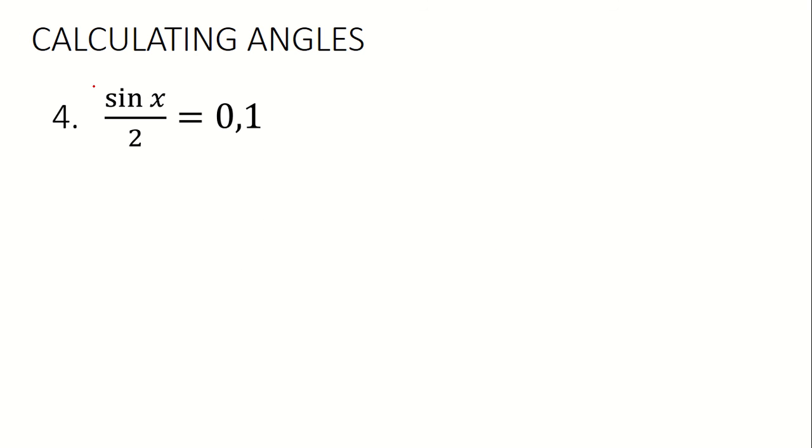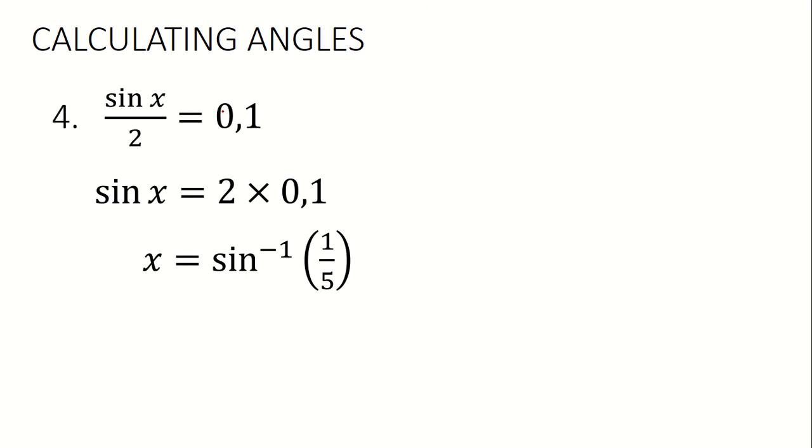In this case, you apply the same principles. I need to isolate my ratio. Please note that sine x is divided by 2. For me to be able to solve for sine x, I'm simply going to multiply the side by 2, and I have sine x is equal to 2 multiplied by 0.1, and 2 multiplied by 0.1 will be 1 over 5, and I will simply have to find arc sine of 1 over 5 for me to be able to calculate x, and arc sine of 1 over 5 is 11.54.